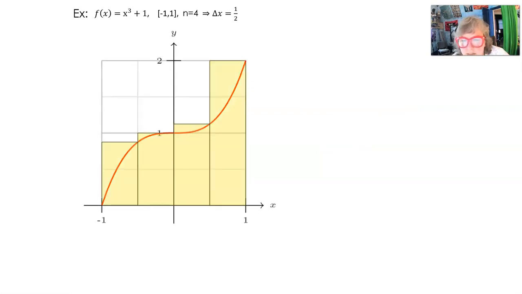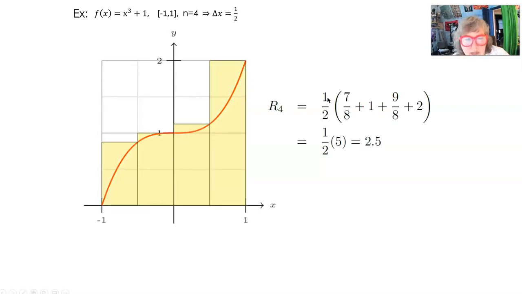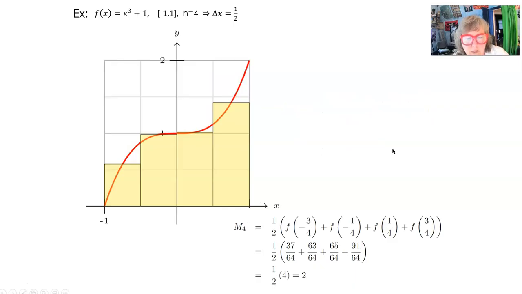I can do the right sum. I will get, again, 1/2 times everything, so I just left that there. Here is f of -1/2, f of 0, f of 1/2, f of 1. We get 2.5. If we do the midpoint, we will get approximately 2. So those are the 3 estimates. I'm not going to bother with the trapezoid because that one's kind of a pain, and we don't really use it anyway.